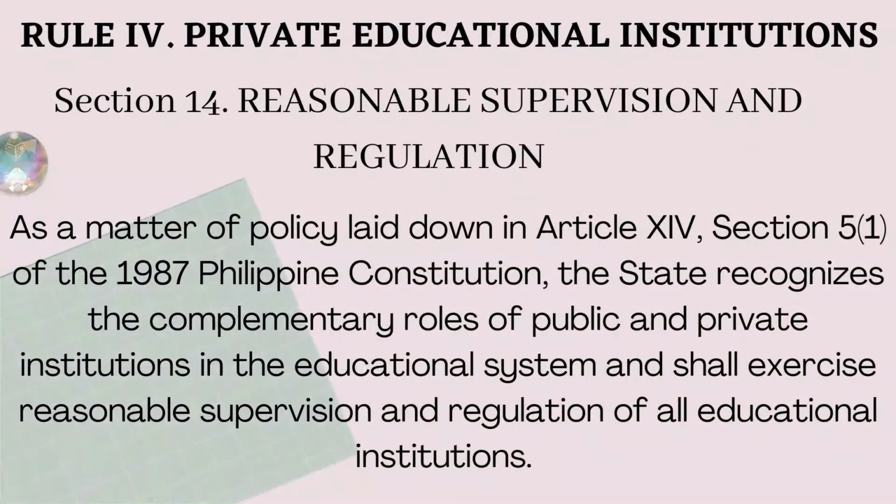Rule number 4. Private educational institutions. Section 14. Reasonable supervision and regulation. As a matter of policy laid down in Article 14, Section 5 of the 1987 Philippine Constitution, the state recognizes the complementary roles of public and private institutions in the educational system and shall exercise reasonable supervision and regulation of all educational institutions.